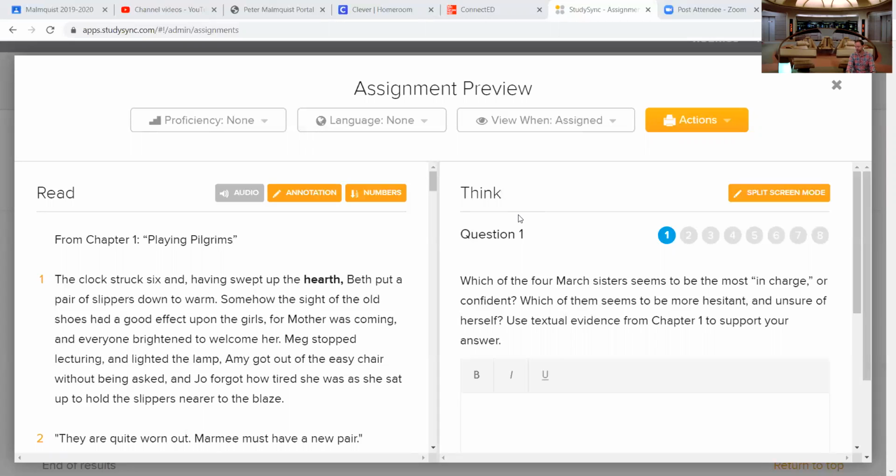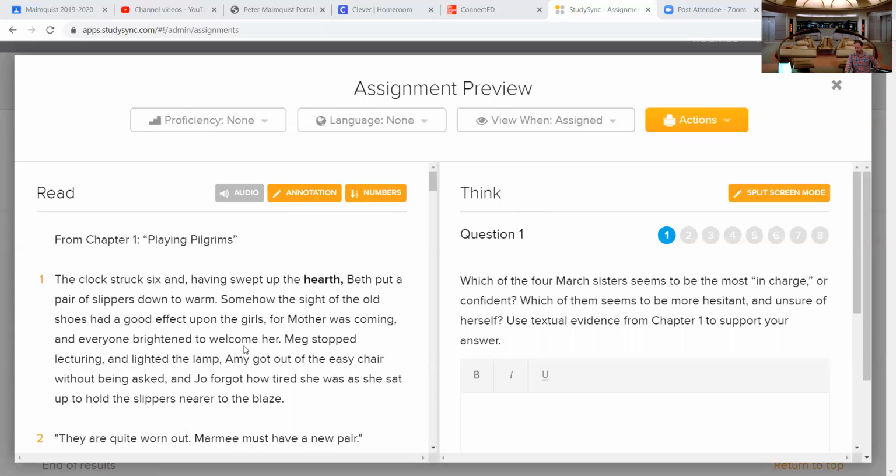So question 1. Which of the 4 March sisters seems to be most in charge or confident? And which of them seems to be more hesitant and unsure of herself? So there are 4 sisters. We're going to identify 2 of them, the most confident and in charge, and the most hesitant and unsure. So where do we go to look for those? Okay, remember, split the screen, turn on the annotation button, and number the paragraphs. It's easier to identify when we've numbered the paragraphs.